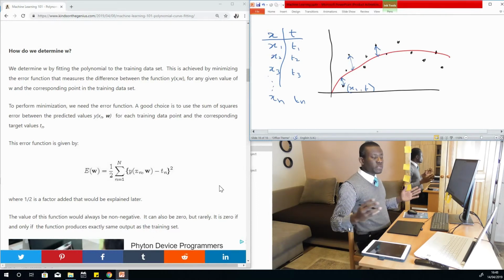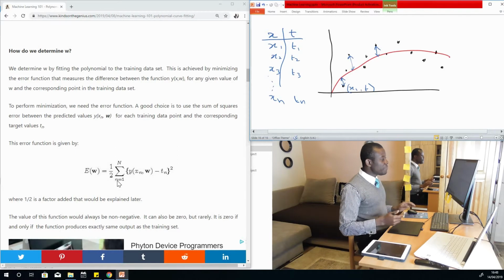And that difference, if you put them together, gives us the total error, which is given by this error function. So it means if we're able to minimize this error to the barest minimum, we'll have a very good line. The more we reduce the error, the more the line tends to be close to the data points, meaning that the distance between the polynomial regression line and the data point is reduced. So to determine w, we simply find the error between the actual point and the polynomial regression line or curve, and then we reduce this error.